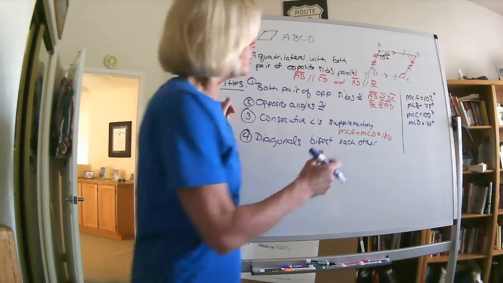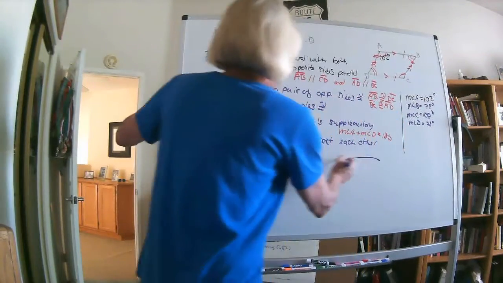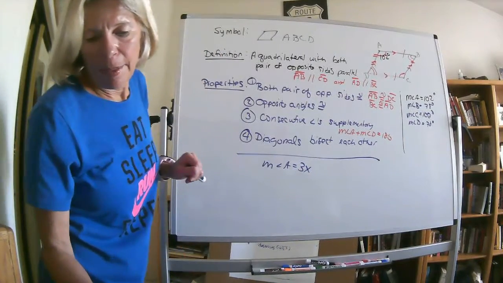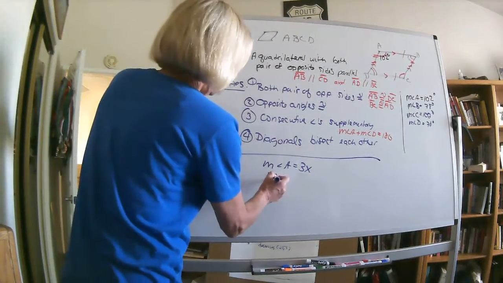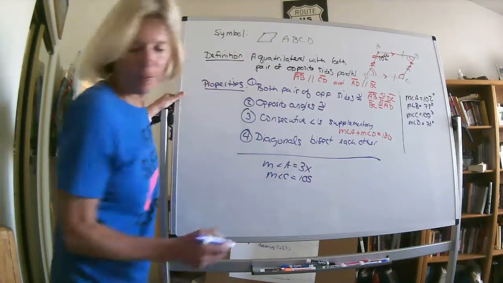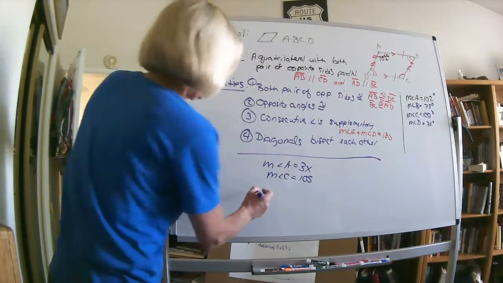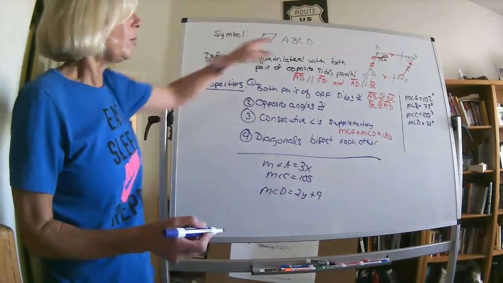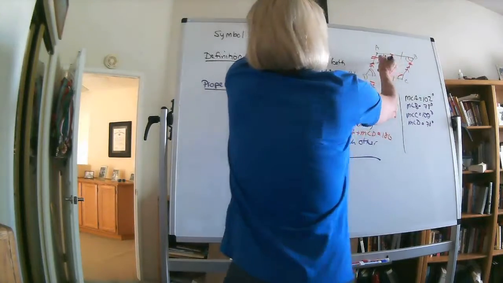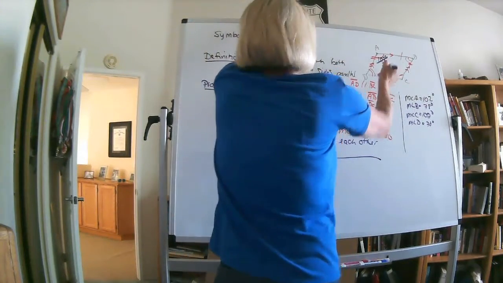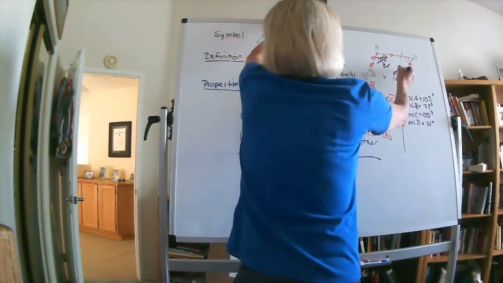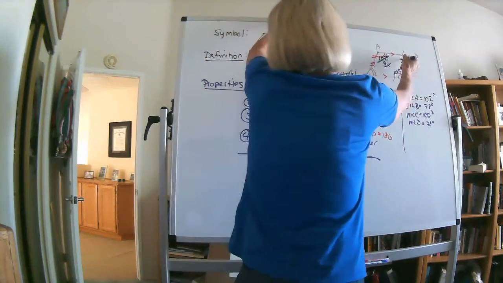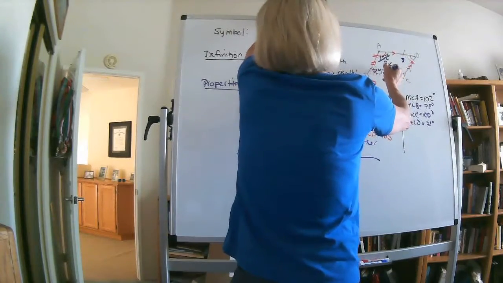I could make it a little harder. I could say the measure of angle A equals 3x and the measure of angle C equals 105 and the measure of angle D equals 2y plus 9. So I'm going to look at my diagram. If I say the measure of angle A is 3x, the measure of angle C is 105, and the measure of angle D is 2y plus 9.